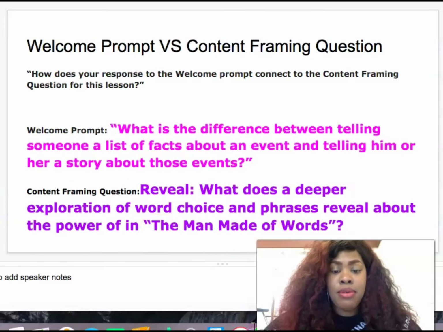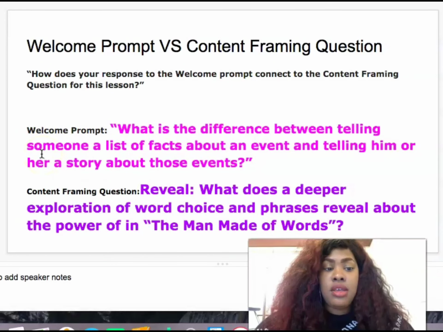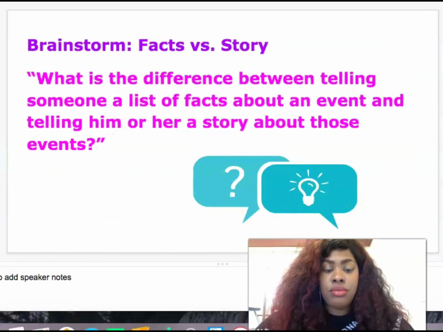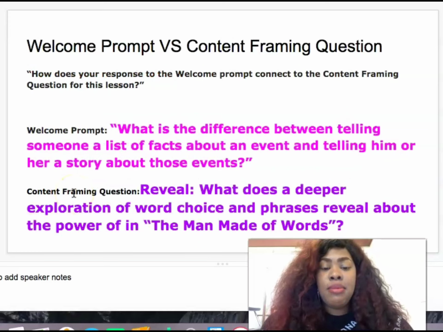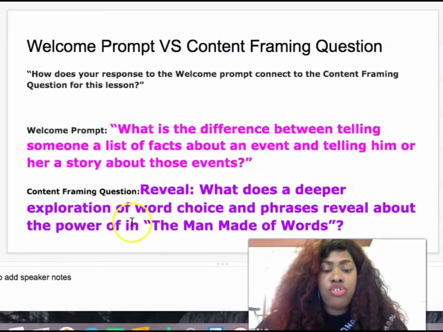So in order for this to happen, I first want us to look at our welcome prompt. We just answered this question, and then we talked about our content framing question, which was on this slide. I want us to look at these two questions side by side and ask ourselves, how does your response to the welcome prompt connect to the content framing question? What are the similarities between these two questions? First you have to answer this question, and then I want you to see how your answer relates to your content framing question.